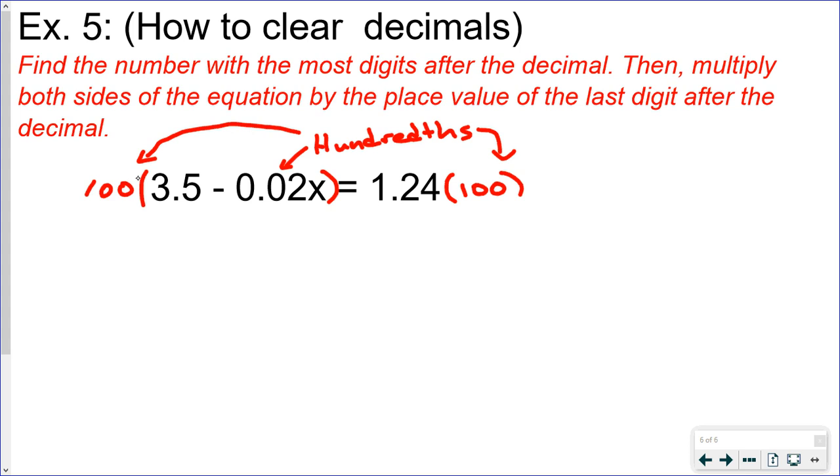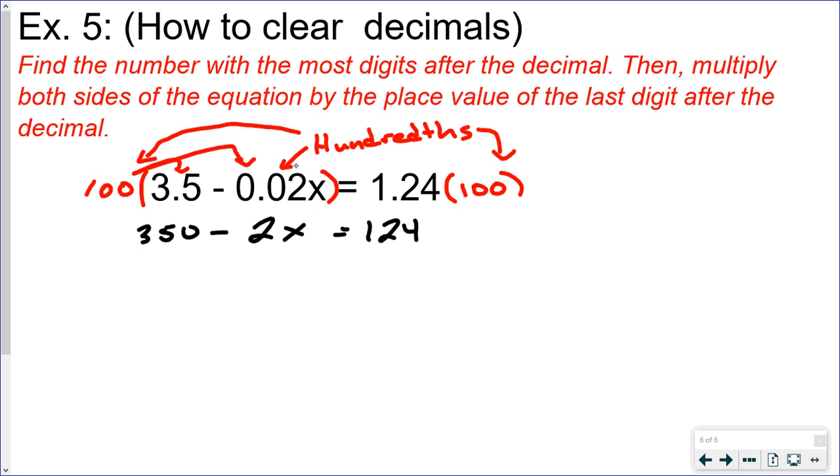So when I multiply these by 100, and again, this is distributive property here, doing this to everything in the equation on both sides. So 3.5 times 100 is 350 minus, move the decimal point 2 places to the right, and you get 2x. And 1.24 times 100 is 124. Move the decimal 2 places to the right.